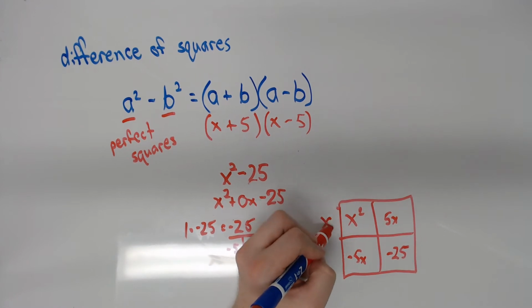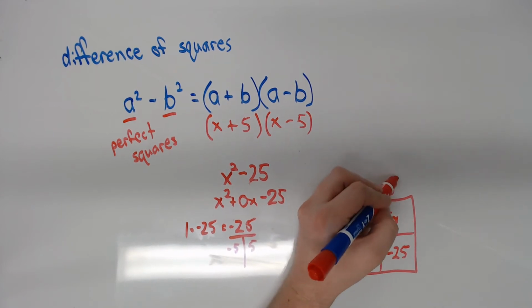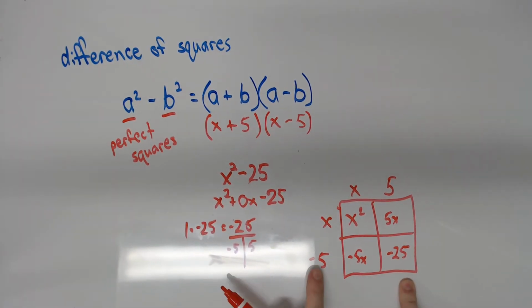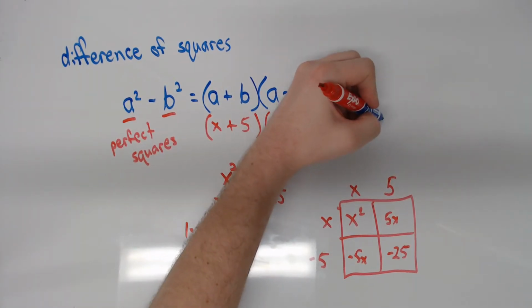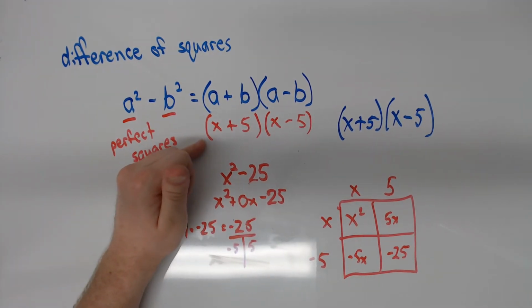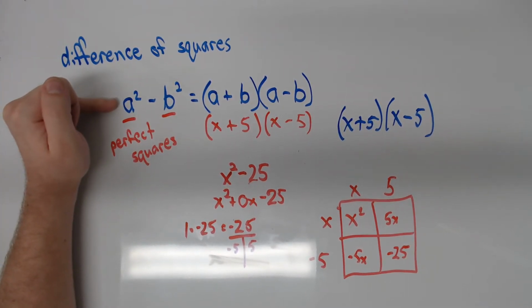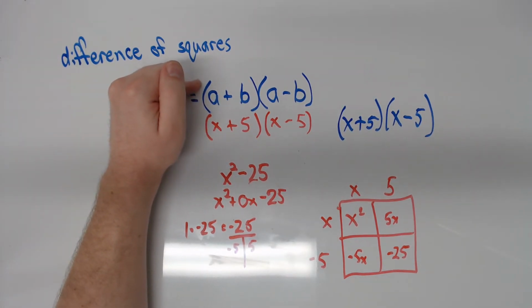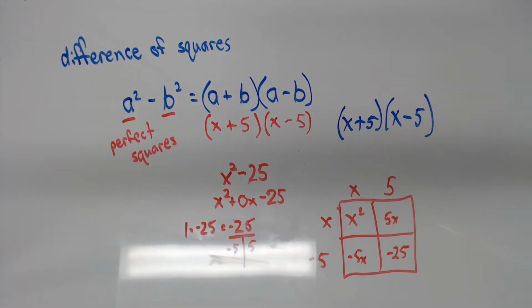X squared is easy. These both have to be just 1x. X times 5 gets me 5x. X times negative 5 gets me negative 5x. Check our last box. Negative 5 times 5 is negative 25. Looks like it works out. And once again, I get x plus 5, x minus 5. So it does work. This is just a pattern. Difference of squares is a pattern. When an equation looks like this, the factored form is always going to look like this. It's just a pattern as a result of doing a lot of quadratics that look like this.